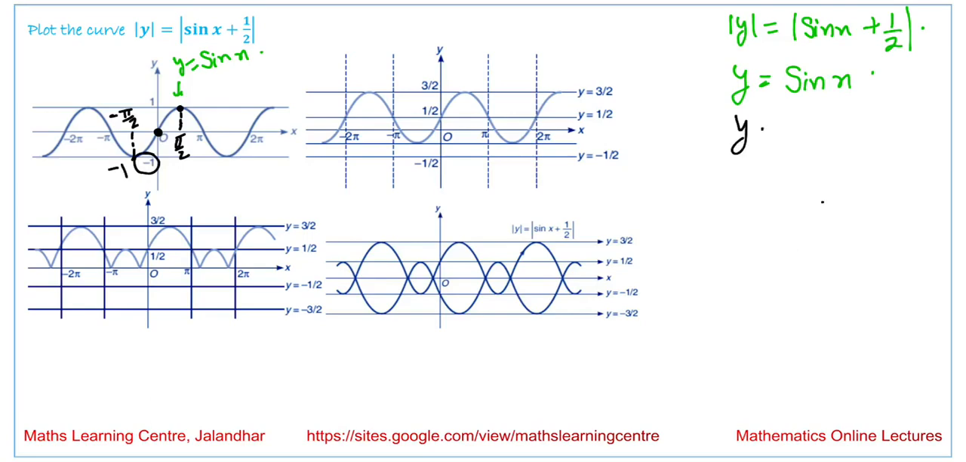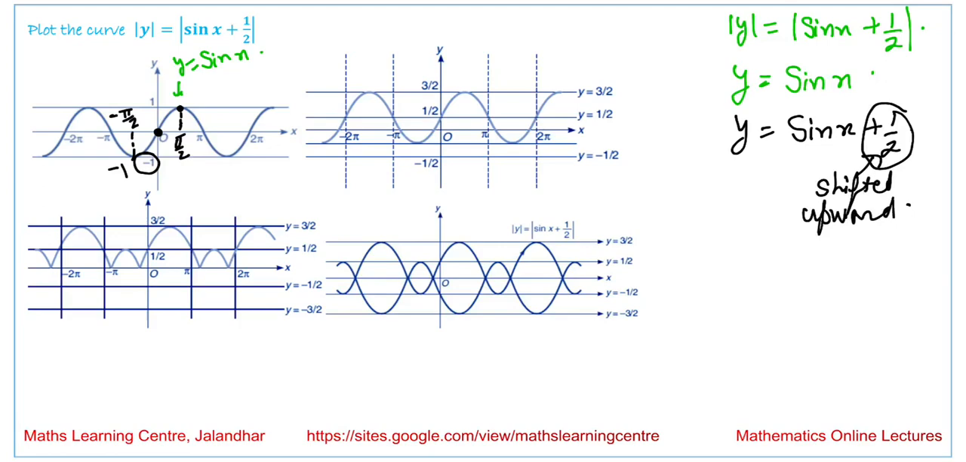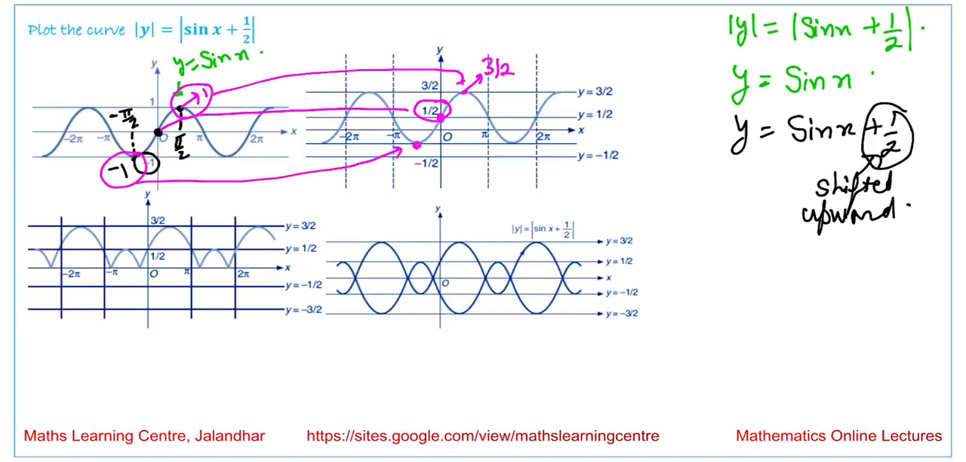Next, we are going to draw the graph of y is equal to sin x plus 1 by 2. It is plus 1 by 2, it means the graph will be shifted upward by an amount of 1 by 2. So earlier this point was 0, now it is shifted to the point 1 by 2. This was having the value 1, so this point is shifted to 3 by 2. This was the value minus 1, this point is shifted to the point minus 1 by 2.